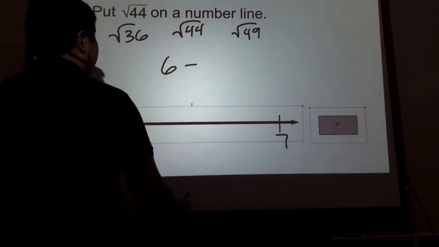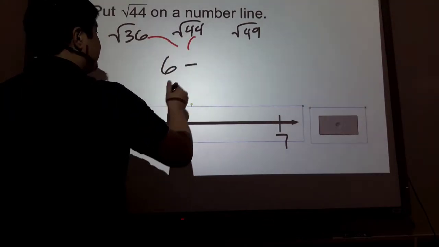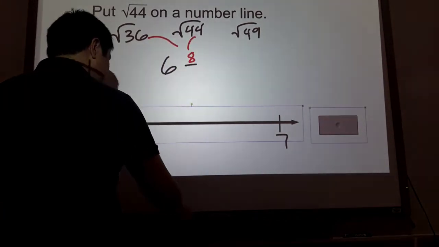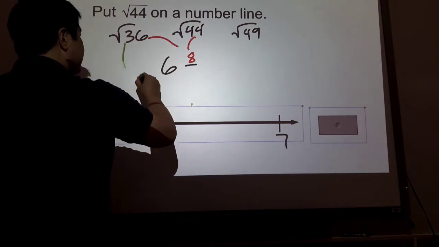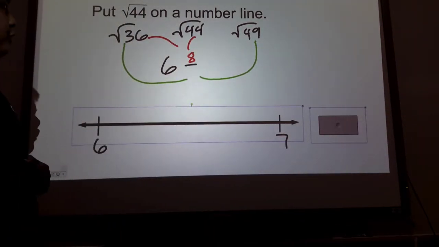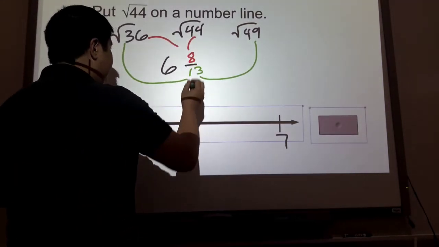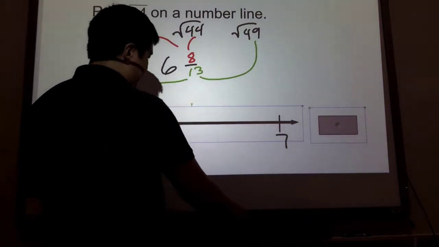The numerator comes from the difference of 36 and 44, and that difference is 8. And then the denominator comes from the difference of 36 and 49, which is 13. So it's going to be pretty close to there.